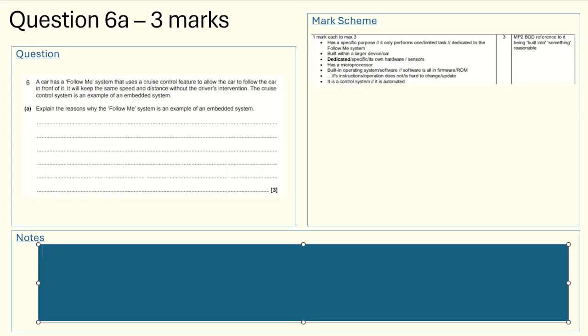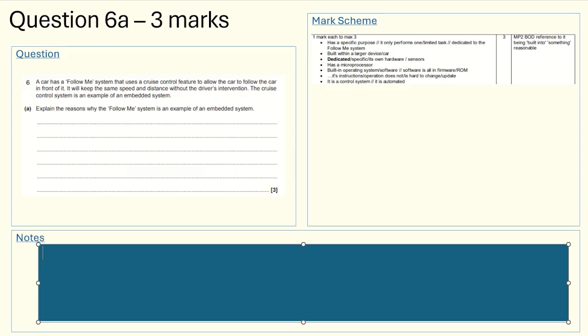Okay, question 6A is moving on to embedded systems. This one's worth 3 marks. We've got a new scenario here. It says a car has a follow me system that uses a cruise control feature to allow the car to follow the car in front of it. It will keep the same speed and distance without the driver's intervention. The cruise control system is an example of an embedded system. Explain the reasons why the follow me system is an example of an embedded system for 3 marks.